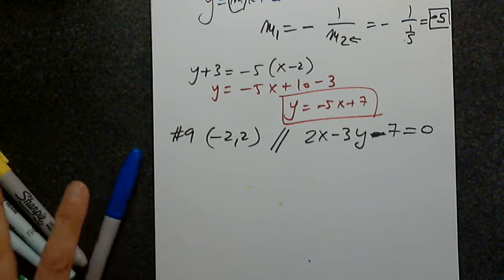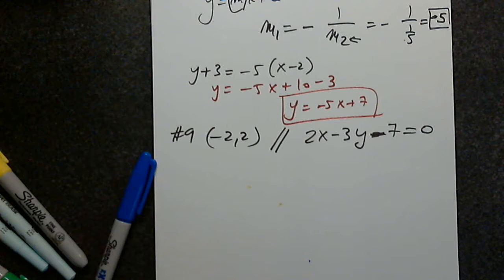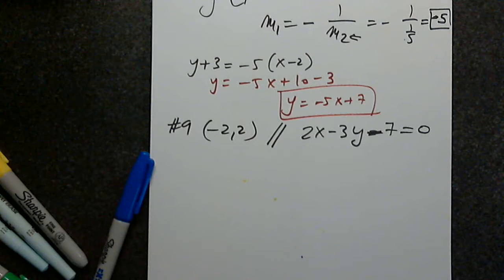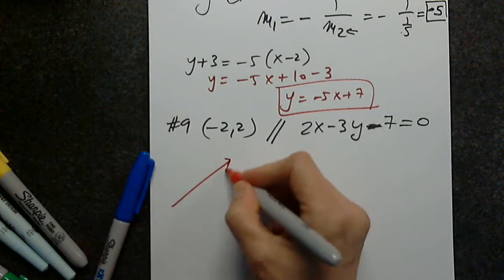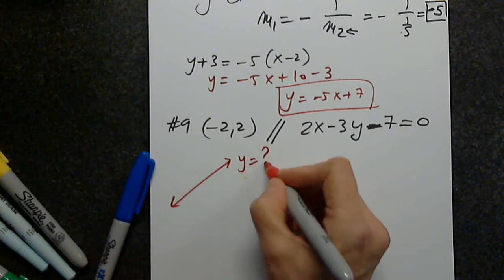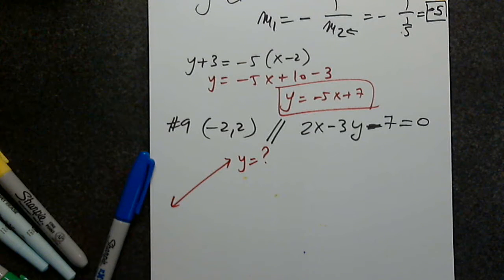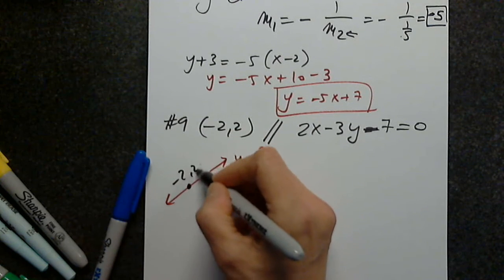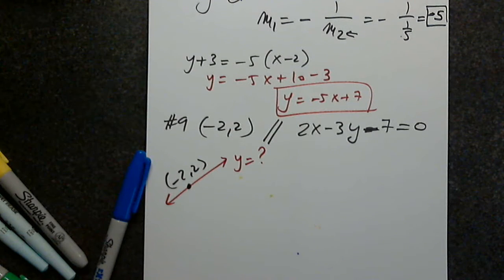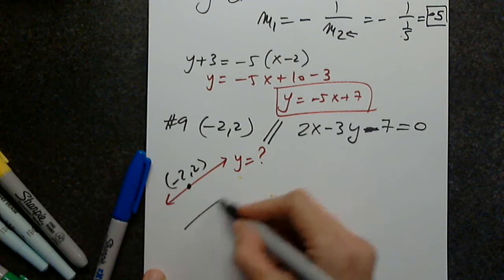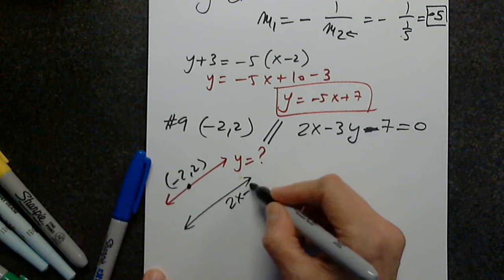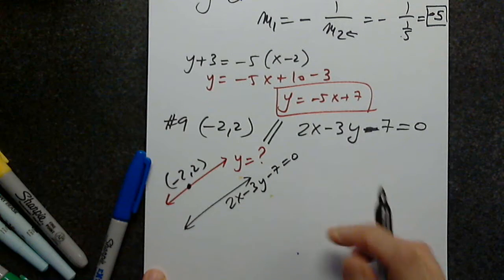Okay, again, I'm not graphing accurately anything. I'm just giving you the idea. So we have a line whose equation is unknown. We do know two things about it. One piece of information is here, that it passes through this point. And another piece of information is that it's parallel to this line, 2x minus 3y minus 7 equals 0.